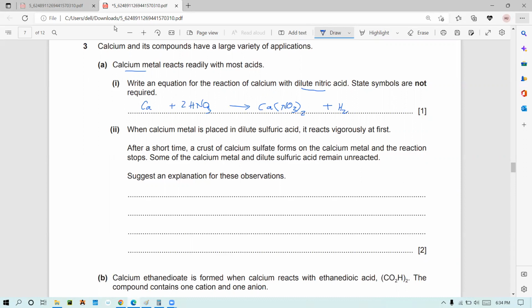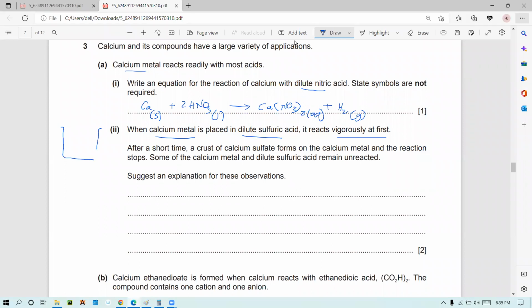And it's better if I write the physical states also. Calcium is a solid, HNO3 is a liquid. Any nitrate is water soluble, so this is aqueous, and we get hydrogen gas. I said any nitrate is water soluble, but in the next one, when calcium is placed in dilute sulfuric acid, it reacts vigorously at first.